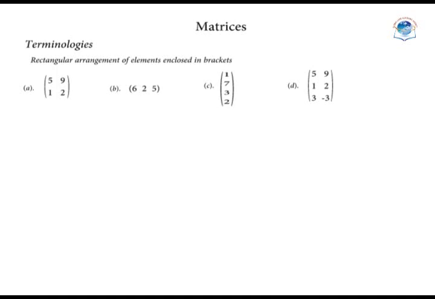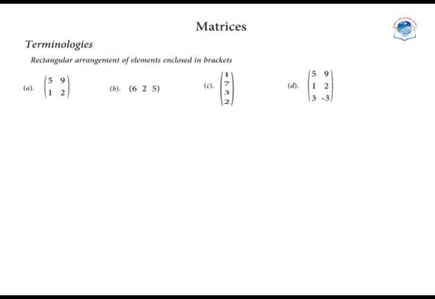The number of rows and columns give the order of the matrix. The order is given as row times column, read as row by column. So A has 2 rows and 2 columns. It's a 2 by 2 matrix. B is a 1 by 3 matrix. C is a 4 by 1 matrix. And D is a 3 by 2 matrix.